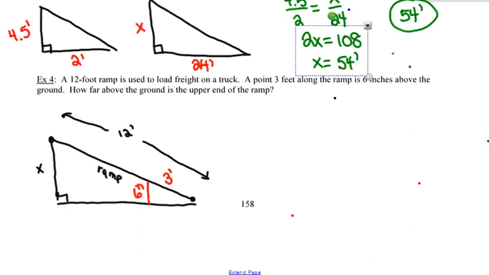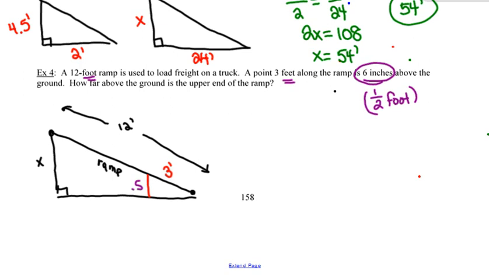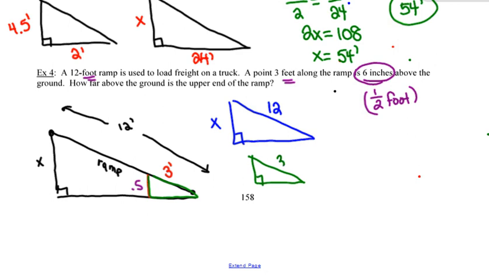So again, if I want to think about that 6 inches in terms of feet, because I've got this mismatch in the dimensions being used, that 6 inches would represent half of a foot. So I'm going to go back and change my 6 inches to half of a foot, or 0.5. And it looks like we want to find how far above the ground the upper end of the ramp is. I've got 2 overlapping triangles in this picture, and I remember from earlier in the unit that when we have 2 overlapping triangles, it's really helpful to draw them separately. So I've got 12 and x, and then I've got this other triangle where my dimensions are 3 and 0.5.